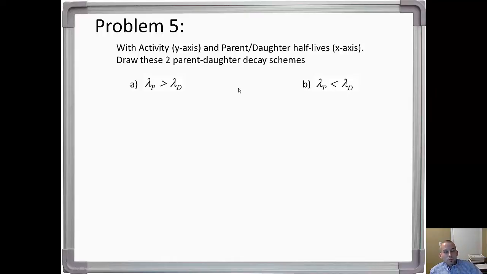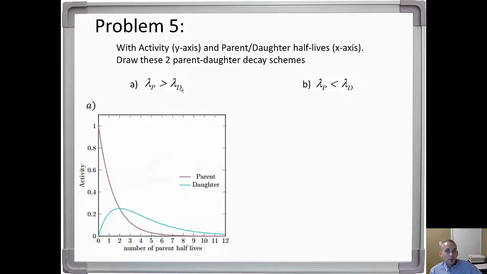For A, the decay constant of the parent is greater than the decay constant of the daughter. So if we wanted it in terms of half-life, the half-life of the parent would be less than the half-life of the daughter. It would be inversely related. So this is what it would look like. Now let's draw our plot.